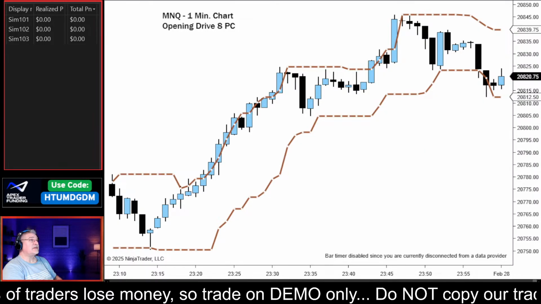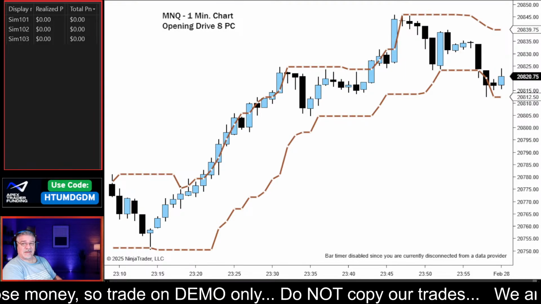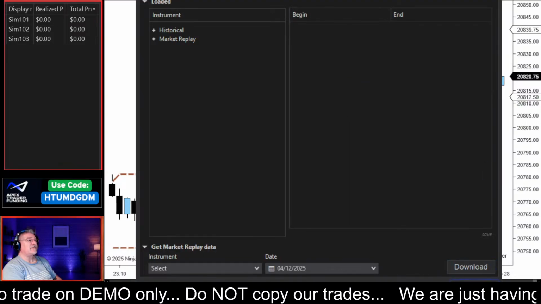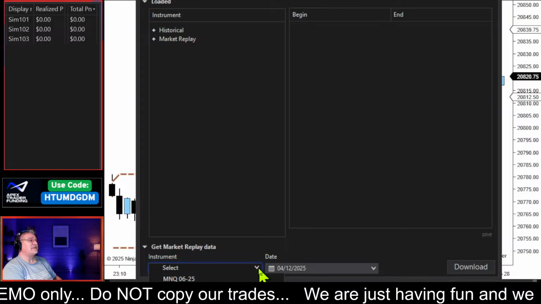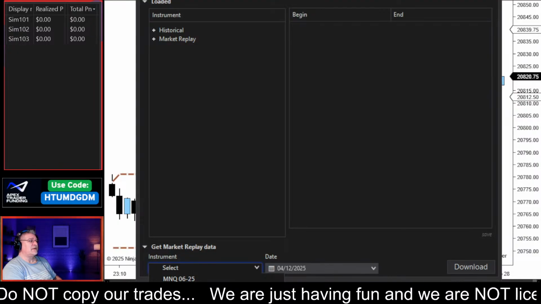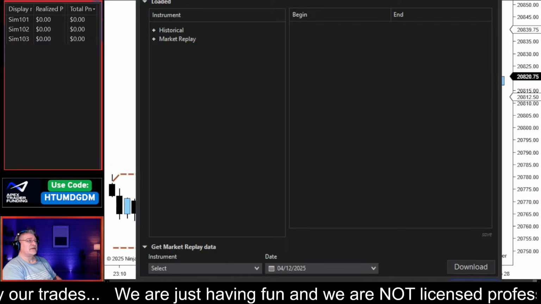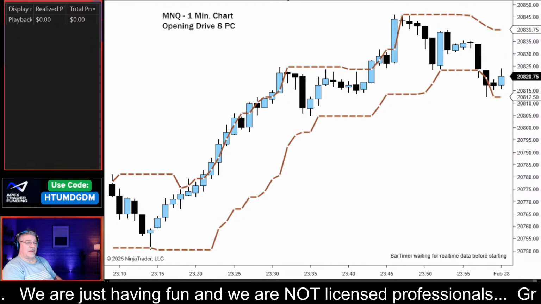First thing in Ninja, I open up connections, playback. That'll get you a screen that looks like this. Click continue on the bottom. Select your instrument. I'm going to be doing MNQ. No, it's not here. I'm going to be doing MNQ December. I'm going to have to change it.